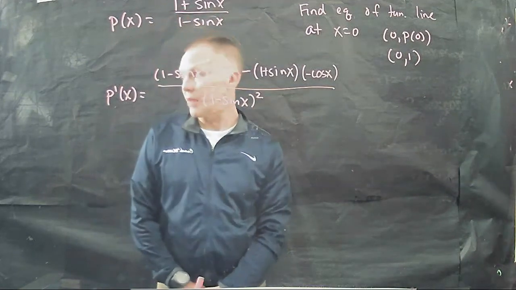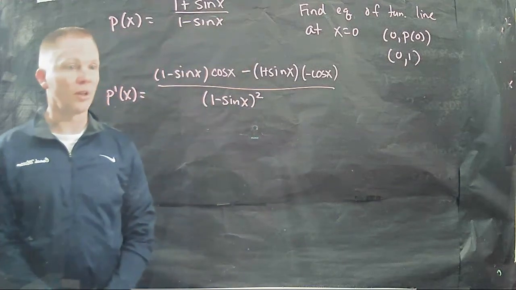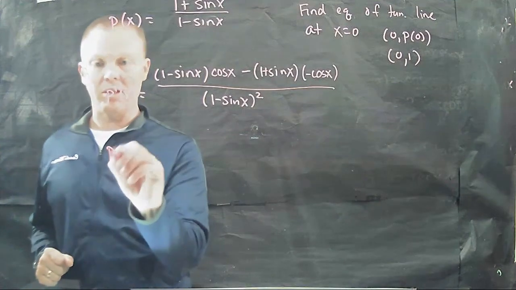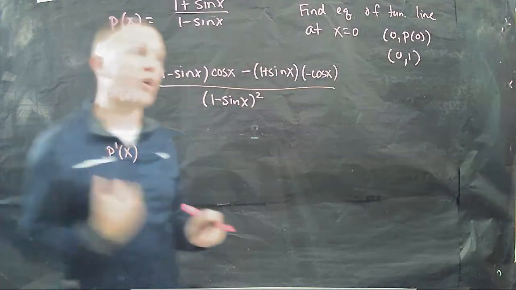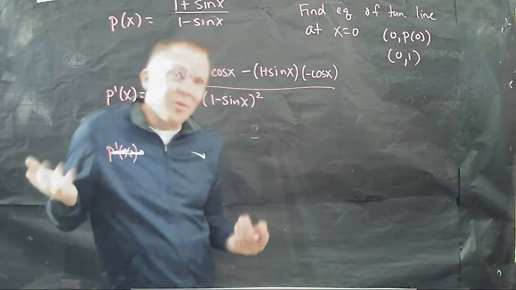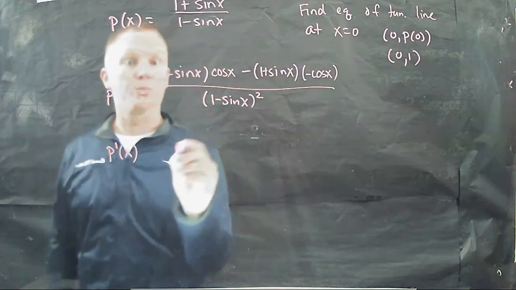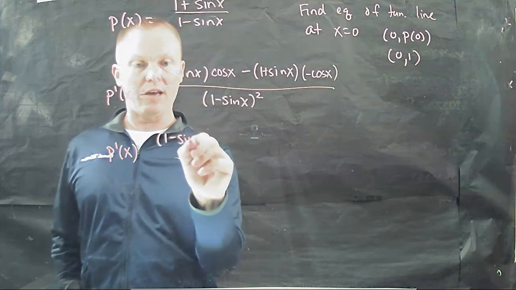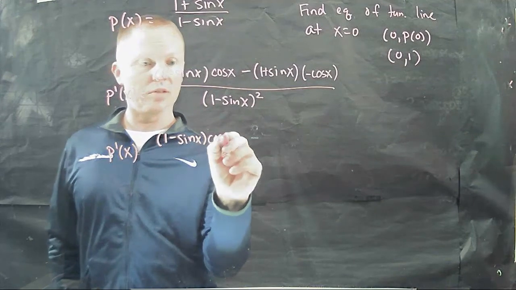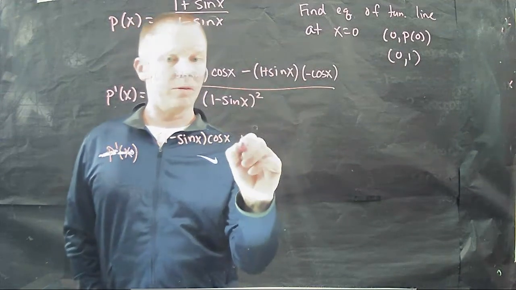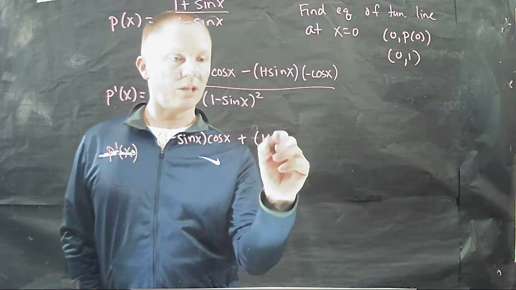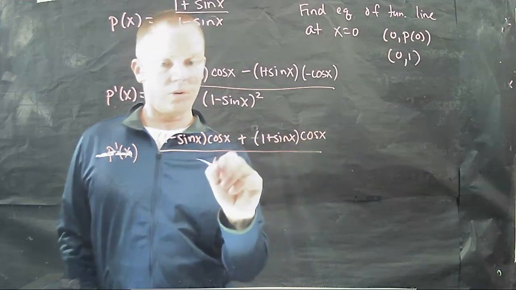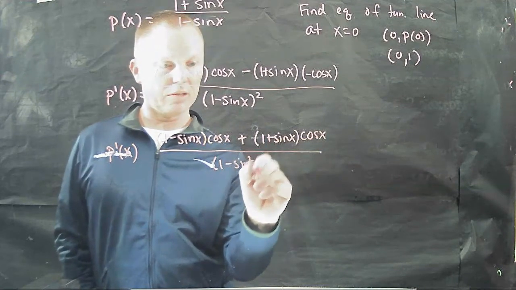Those parentheses around the bottom are kind of important. I'll get out of the way so you don't have to look at my head and the math at the same time, because that would be horrible. So now let's clean this up. We have to find p prime of 0, and it's probably going to be a little bit easier if we clean it up first. So this looks like 1 minus sine of x times cosine of x. Minus minus would be plus 1 plus sine of x times cosine of x over 1 minus sine squared of x.